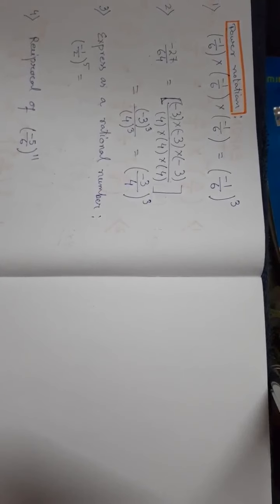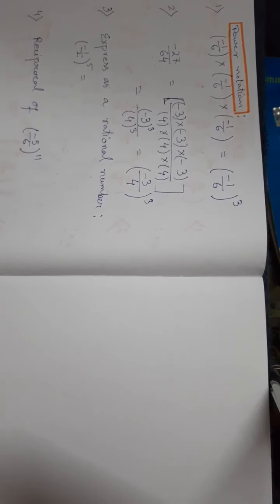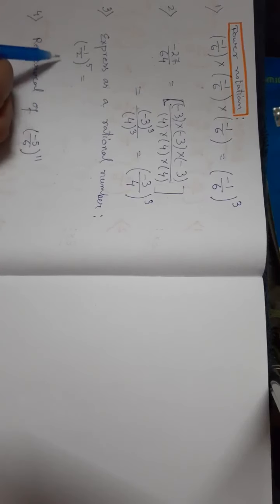Next one, in question number 3 it is given: express as a rational number. Now when you have to express it as a rational number, it means this is actually in power notation form.